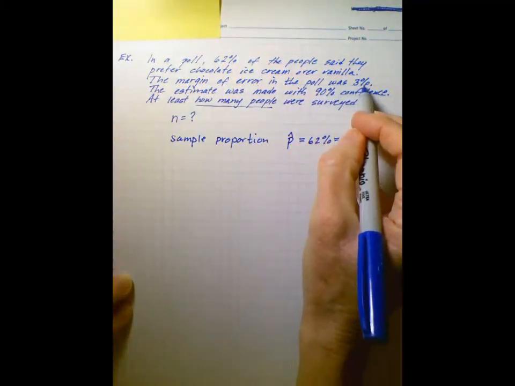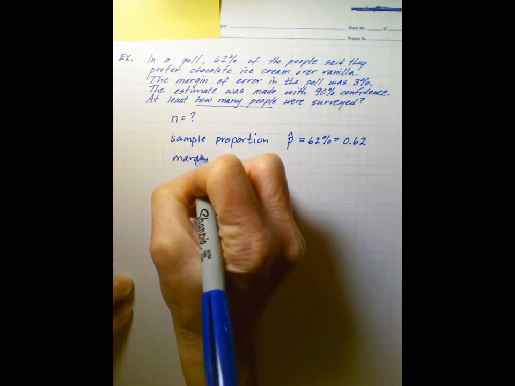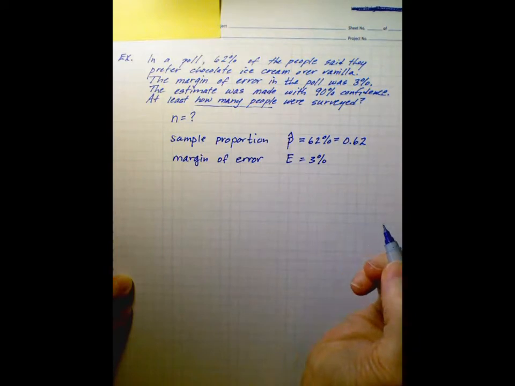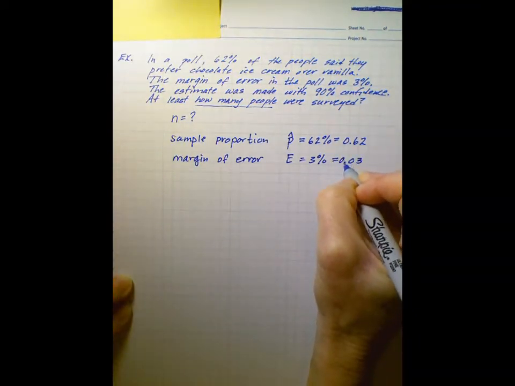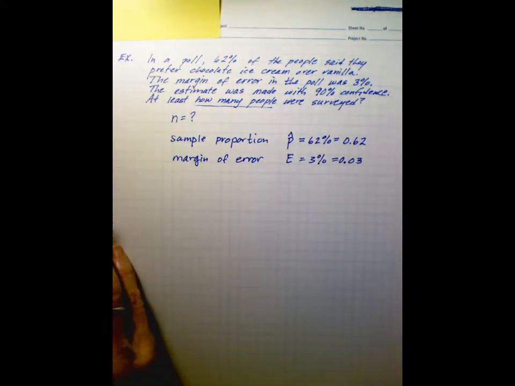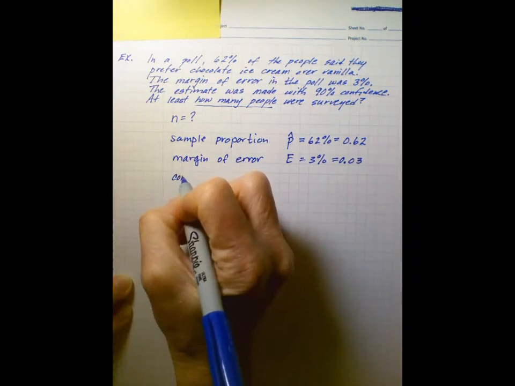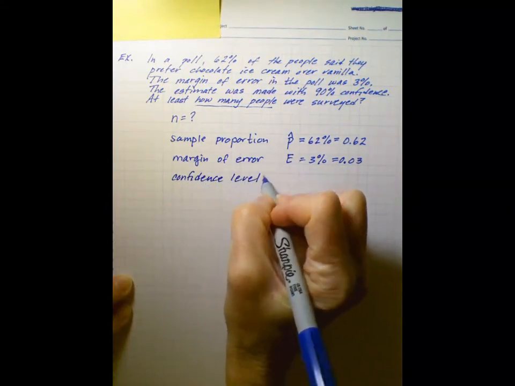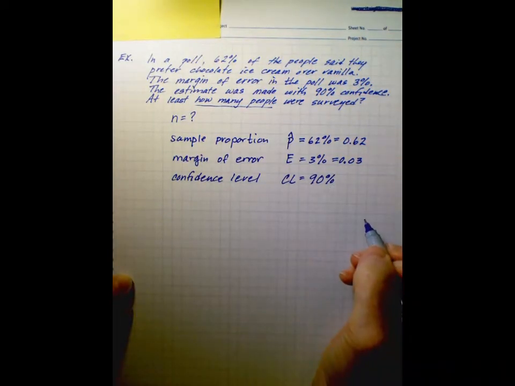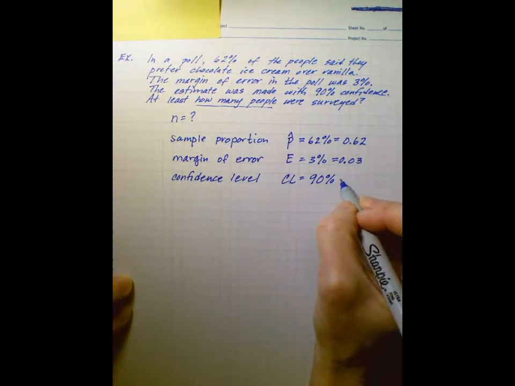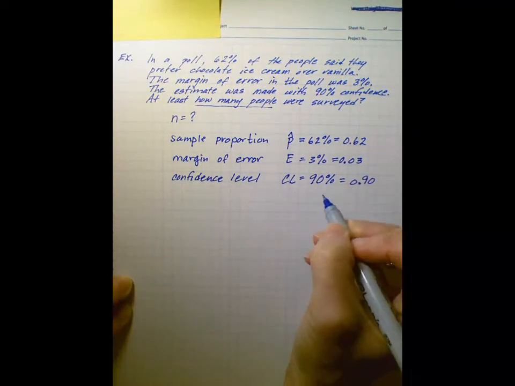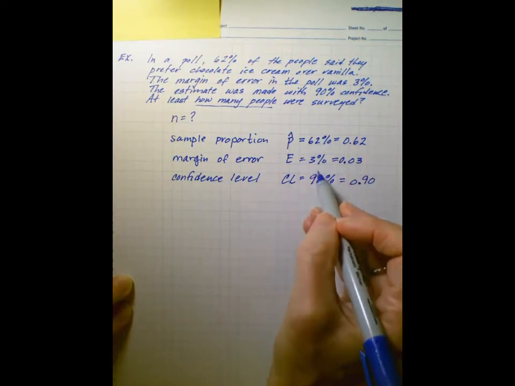So what else did they tell us? The margin of error in the poll was 3%. What is the symbol we've been using for that? Capital E. It's 3%. But again, percentages in a formula must be changed to a decimal, 0.03. Okay, what else have they told us? The estimate was made with 90% confidence. What are they telling us there? The confidence level is 90%. Usually you might see a CL, and it's 90%. In the calculator, this is the one difference: we can enter 0.90 if we want, but if you have what I'm going to show you on your calculator, you could enter just 90. So we'll see that. All right, so we have this much information.